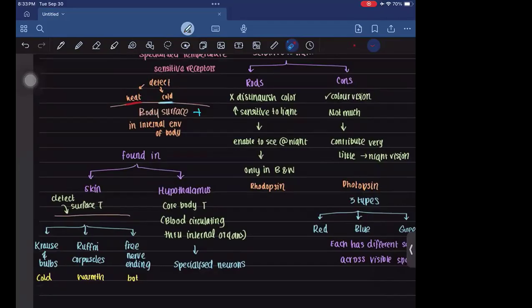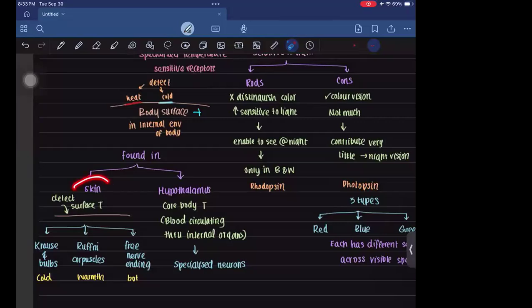So the ones which are present in the skin, they will be detecting the surface temperature. The ones which are present in the hypothalamus, they will be detecting the core body temperature. So what are the types of? Now you will be learning about different names of these thermoreceptors, and the ones which will be coming on later, we will be learning different names for these receptors.